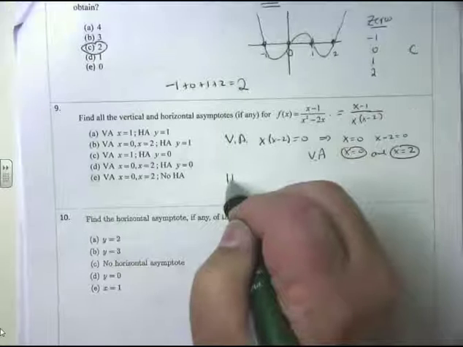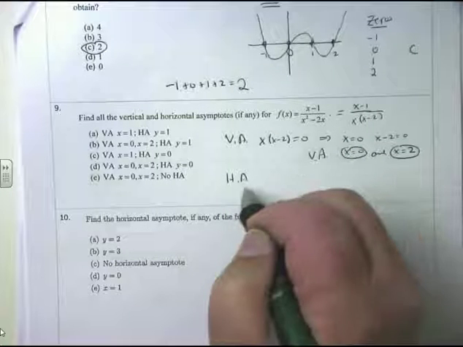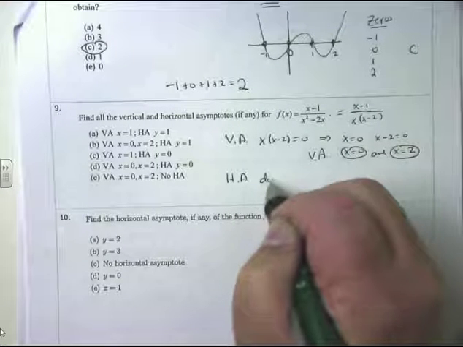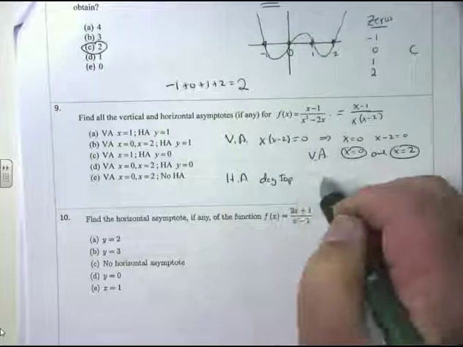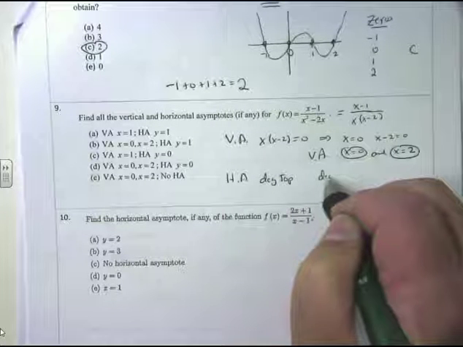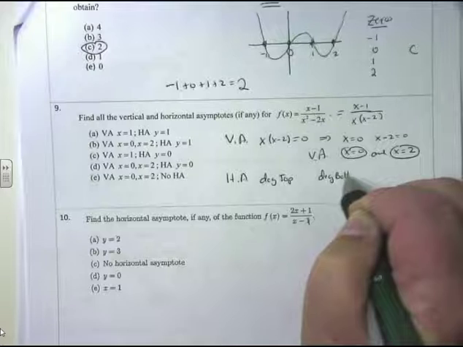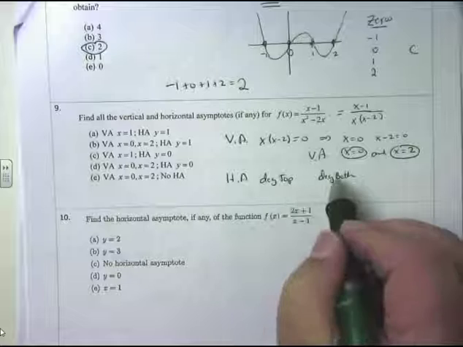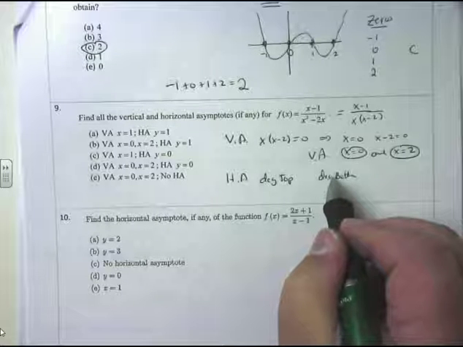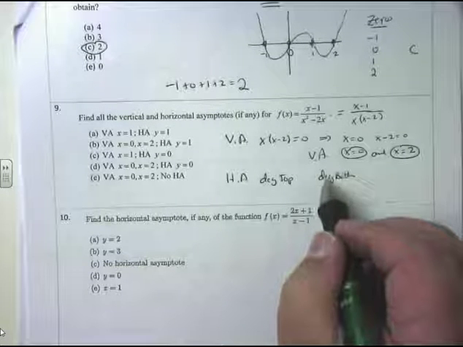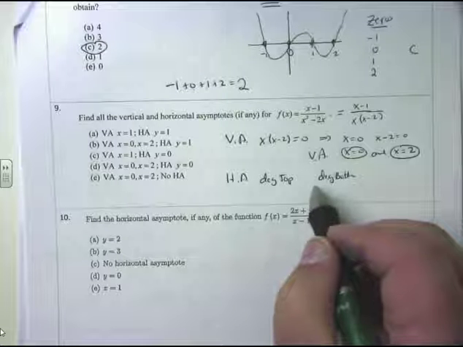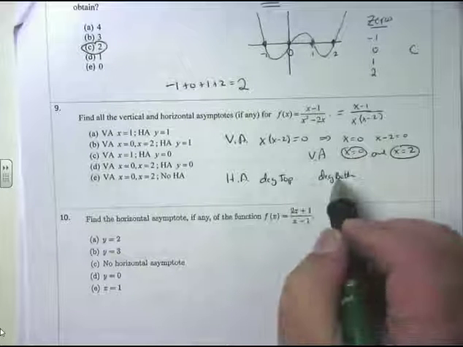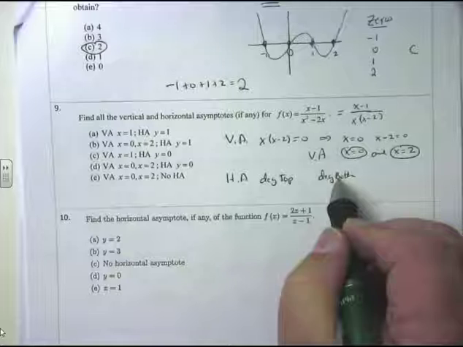To get the horizontal asymptote, there's a theorem about the degree of the top versus the degree of the bottom. Remember, if the degree of the top is less than the degree of the bottom, y equals 0 is the horizontal asymptote. When the degree of the top equals the degree of the bottom, y equals the ratio of the leading coefficients. And when the degree of the top is bigger than the degree of the bottom, there is no horizontal asymptote.